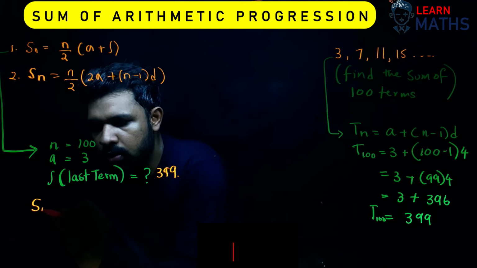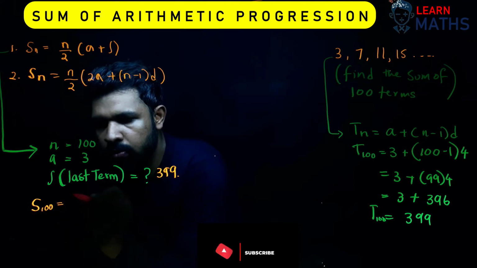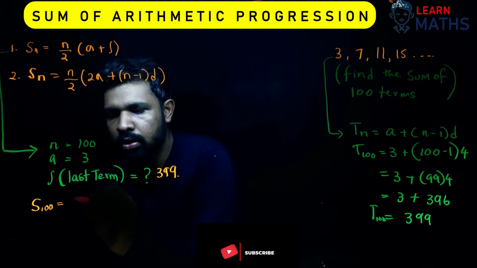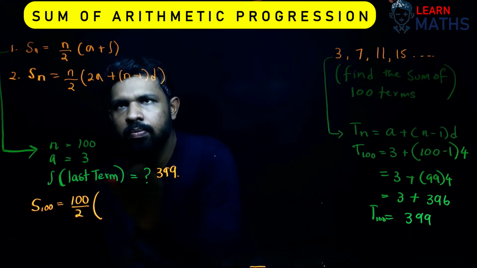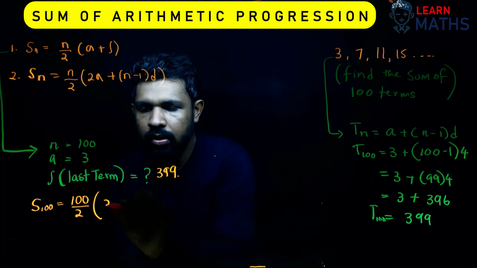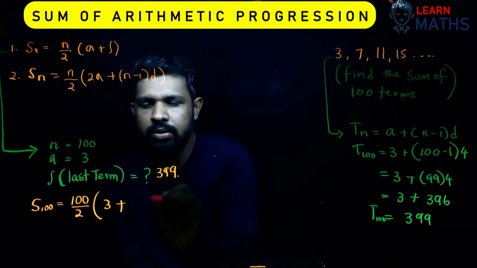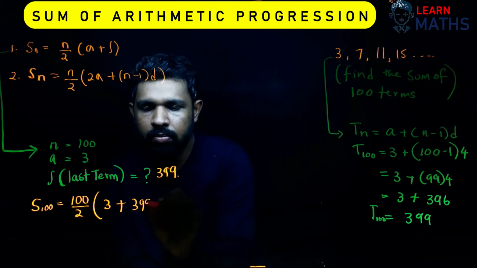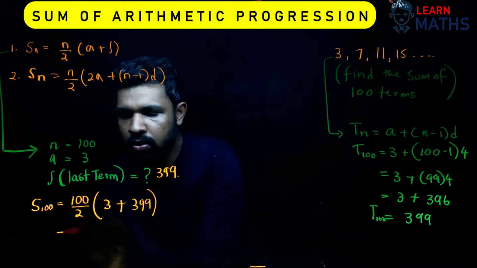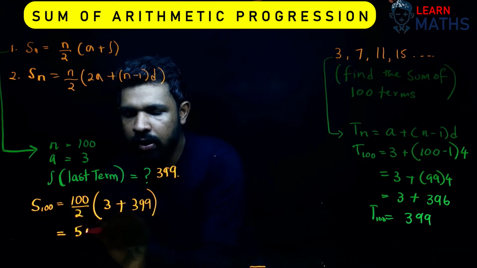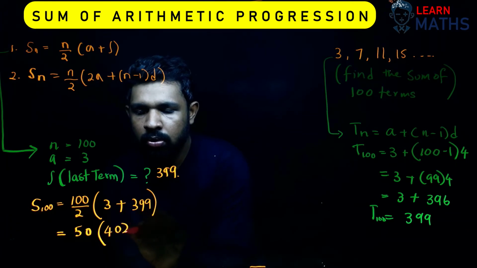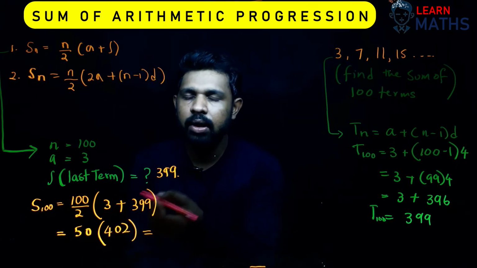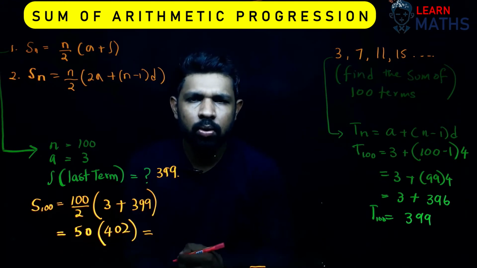So S100 equals n over 2, that is 100 over 2, bracket, then a is 3 plus l, the last term, 399. So this will be equal to 100 over 2, that is 50, times (3 plus 399), that is 402, and then when we multiply 50 and 402, we will get 20,100.